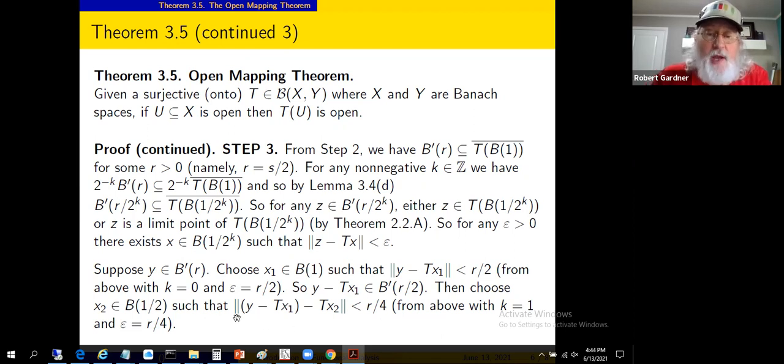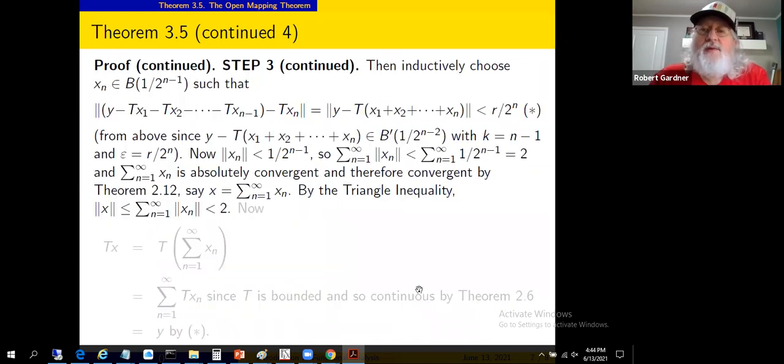Observation. Here you've got a vector of norm less than r over 4. And it's a vector in Banach space y. So this vector, y minus T of x1 minus T of x2, that vector is in B prime of r over 4 because its Banach space norm is less than r over 4. So it's within r over 4 of the origin. It's a vector of norm less than r over 4. It's in B prime of r over 4. So we'll do it again. So that's what follows next.